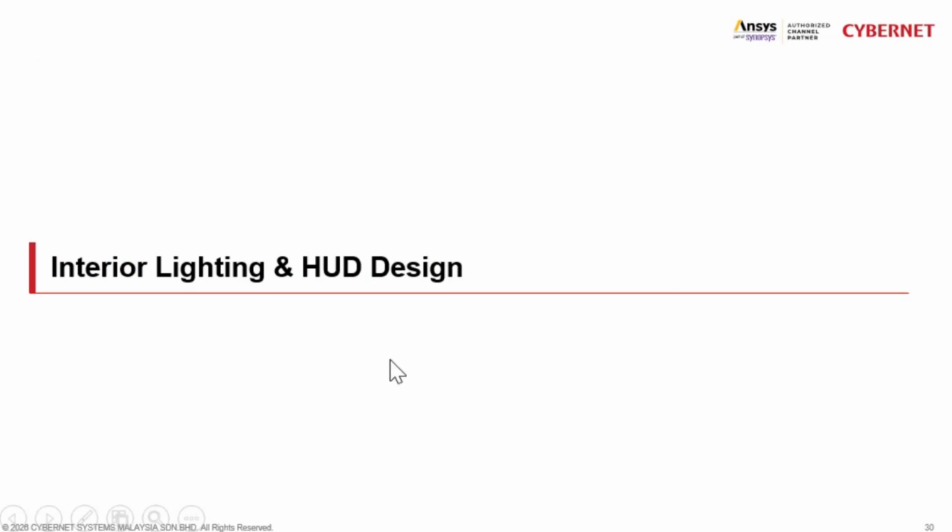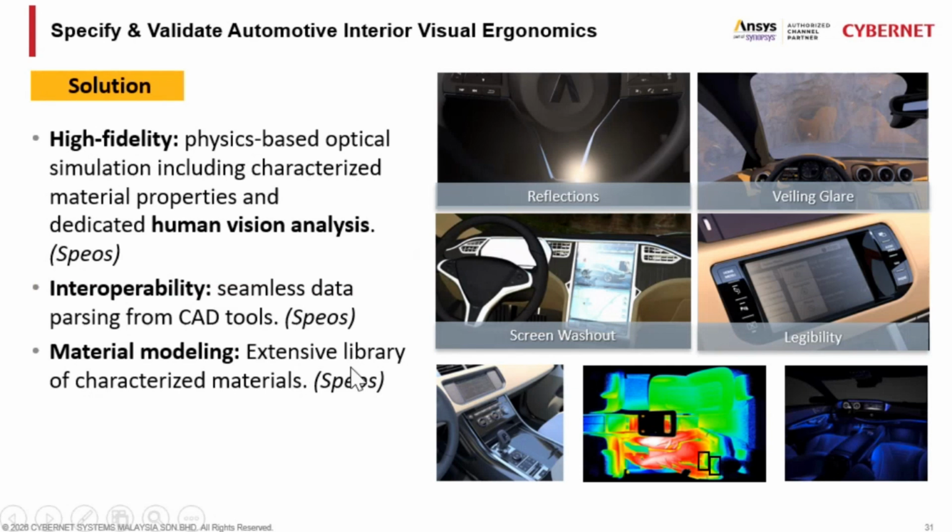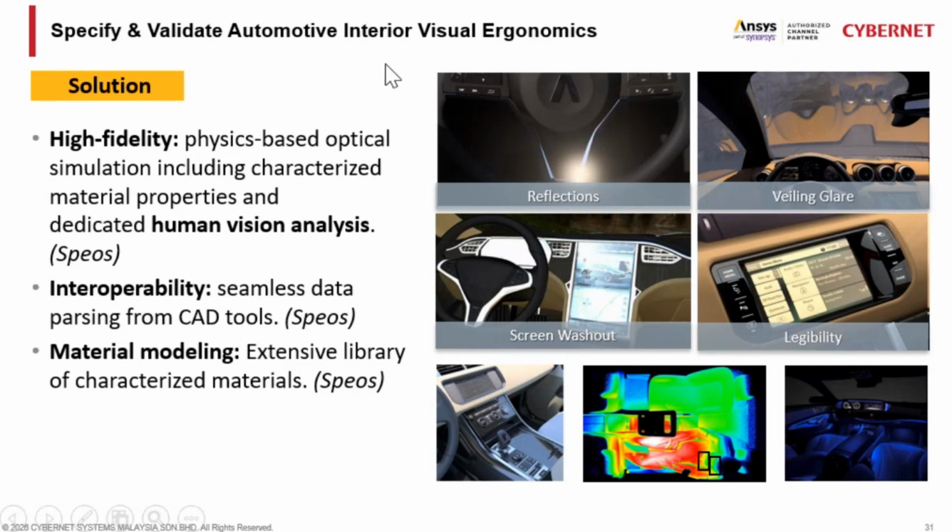So lastly will be the application. Just now we mentioned the showcase. So I will show first the interior lighting and HUD design, and second the exterior lighting design. Okay, so for the first illustration of the application, this one is to specify and validate the automotive interior visual.